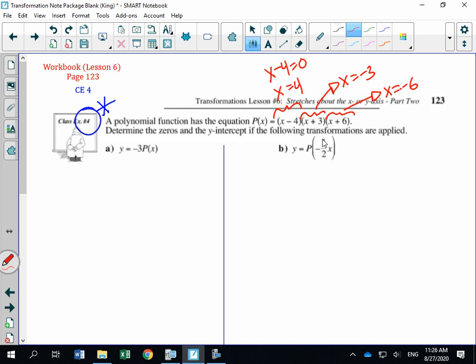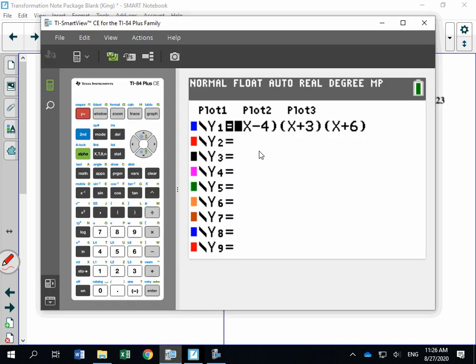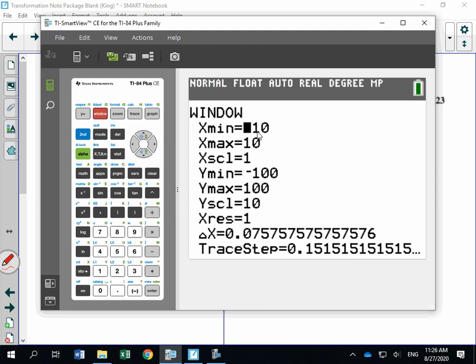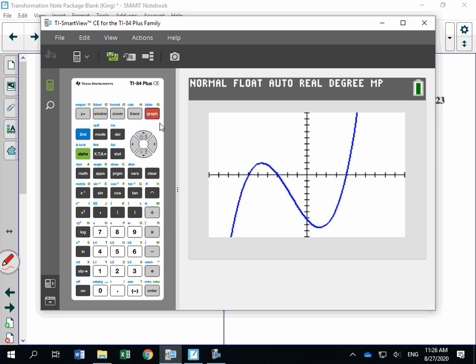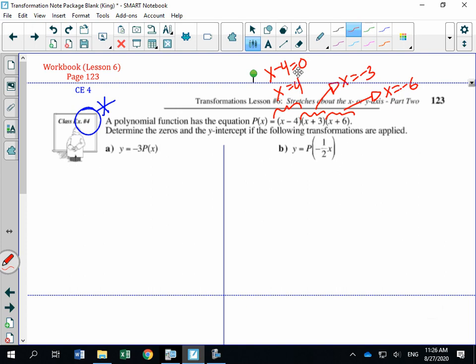If you wanted to, you could punch this into your calculator. I'll show you what I've done. I've punched this polynomial into my calculator and changed my window: y min negative 100, y max 100, scale factor 10. When I graph this, here's my graph and here are the x-intercepts. This one would be negative 6, this one negative 3, and this one 4. These give you the zeros of the function.